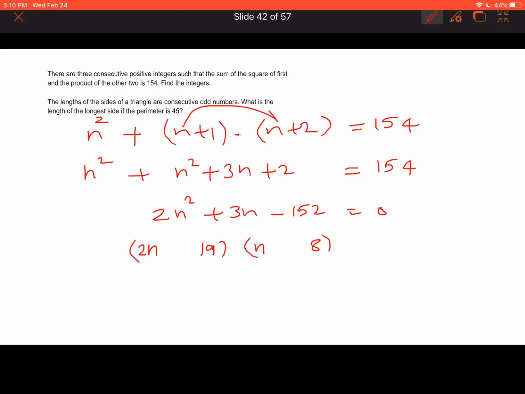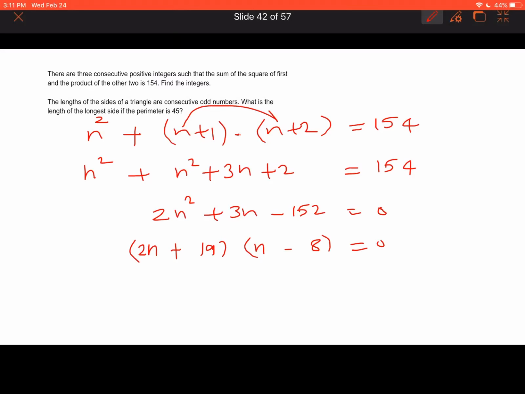Now we have to decide whether it is giving 3n. So 19 minus 8 is 11, and 8 into 3 is 24. Now we have to decide which one is going to be the added factor and subtracted factor. So it is plus 19 and minus 8, because 3n is in a positive value, we put the higher number as 19.